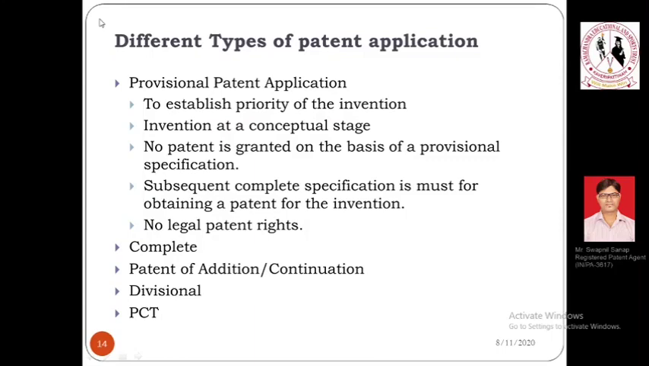So, four types of patent application that we saw. One is the provisional patent application, the other is the complete patent application, then there is a patent of addition, then there is the divisional application, and the last and most important is referred to as a PCT application. PCT is also referred to as an international application, and the full form of PCT is Patent Cooperation Treaty. Now this type of application we are going to see in detail in the next slides, I believe.